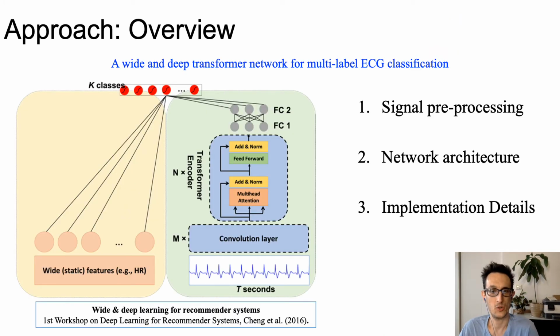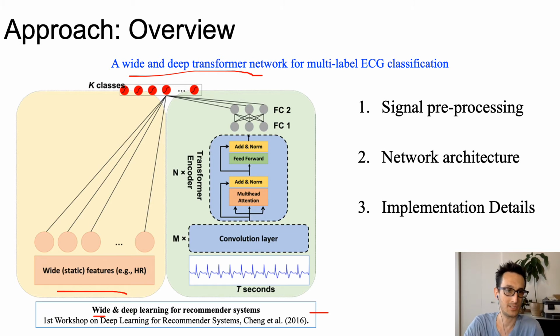So now I'm going to get into more of the technical details about our approach, where we used a wide and deep transformer neural network. So this terminology, wide and deep, comes from a paper from Google in 2016, where the term wide refers to static features. These are traditional handcrafted features. We use traditional ECG signal processing features that we compute, and then we combine those features with a deep neural network. And the deep neural network processes the raw ECG signal itself.